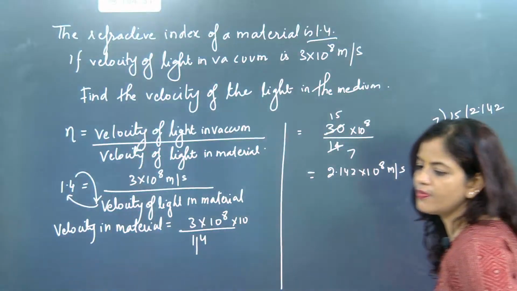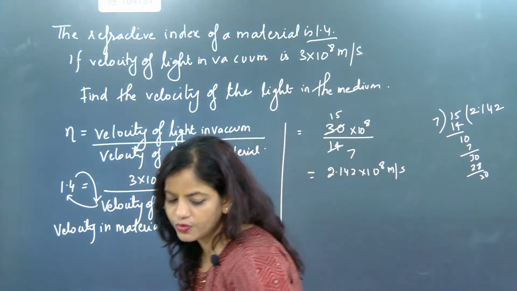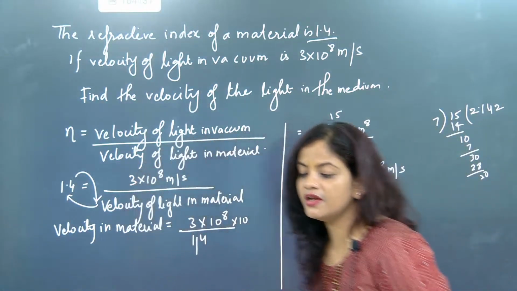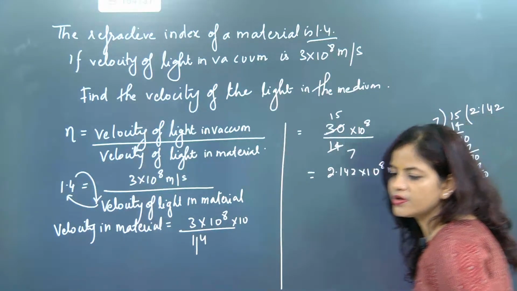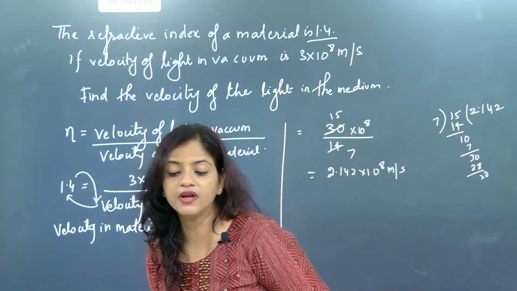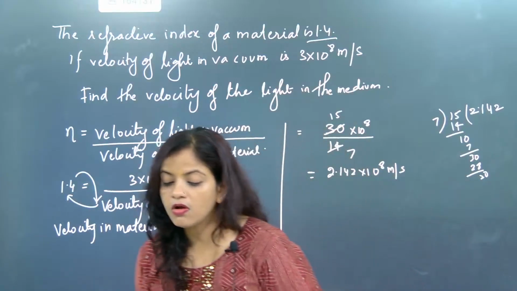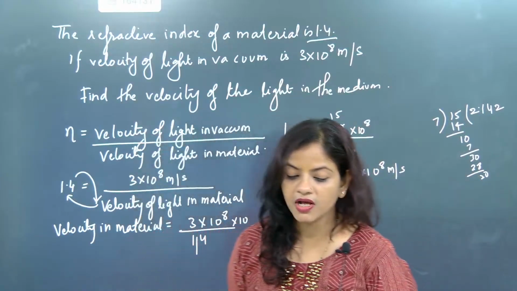2.142 into 10 to the power 8. Children, what is the final answer? 2.142. So that means what? By seeing the refractive index in the medium, what in all observations you have done? Come on, answer the question.